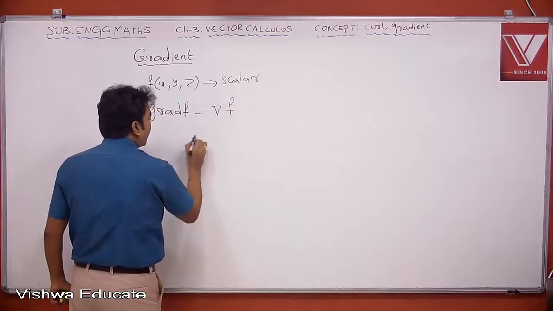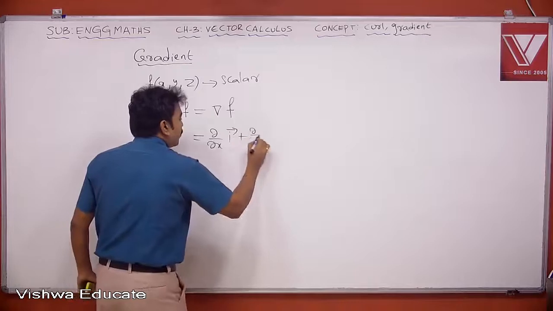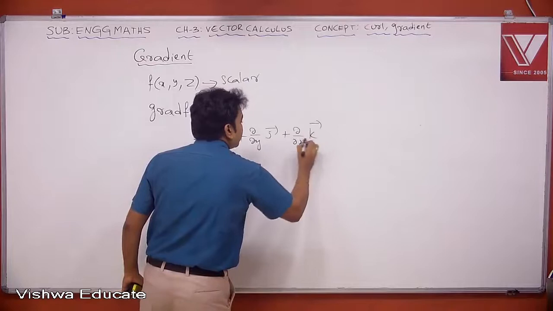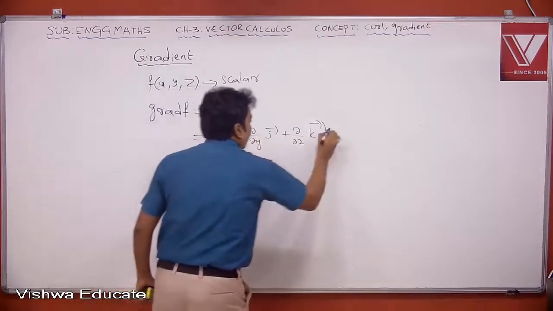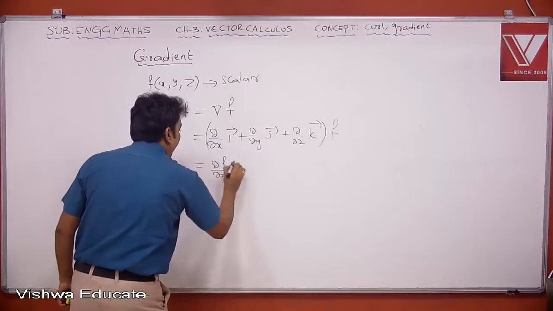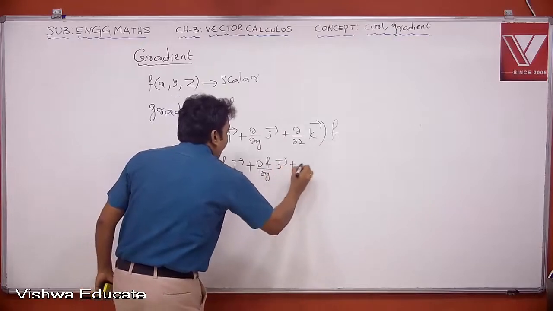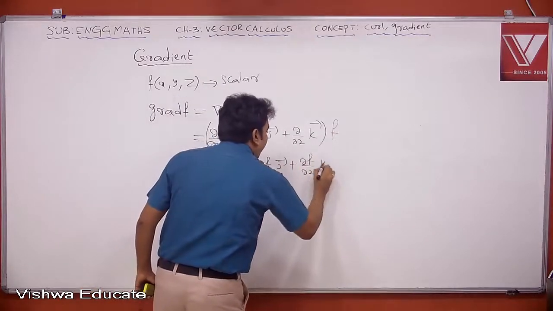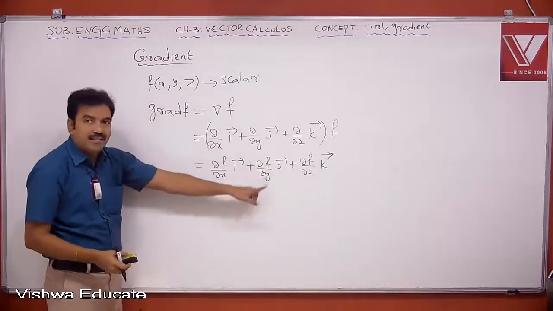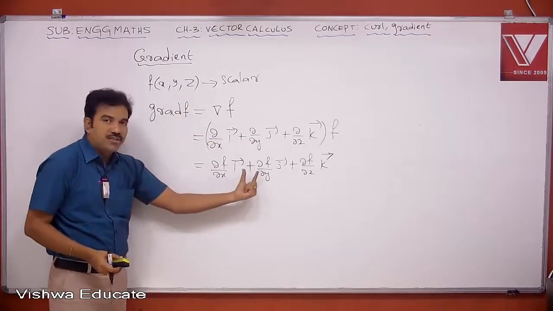Now let us simplify this. Actually the del vector is dou by dou x i bar plus dou by dou y j bar plus dou by dou z k bar. Apply this vector to the scalar f. So this is given by dou f by dou x i bar plus dou f by dou y j bar plus dou f by dou z k bar. Therefore, when you find the gradient of a scalar, the result is a vector. Note this point: the gradient of a scalar is always a vector.